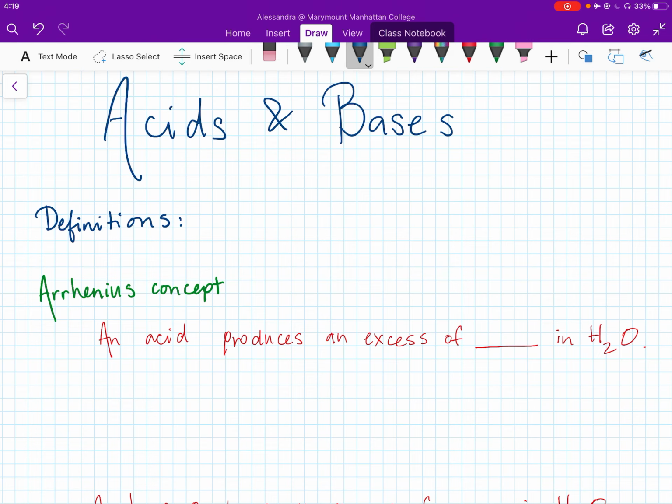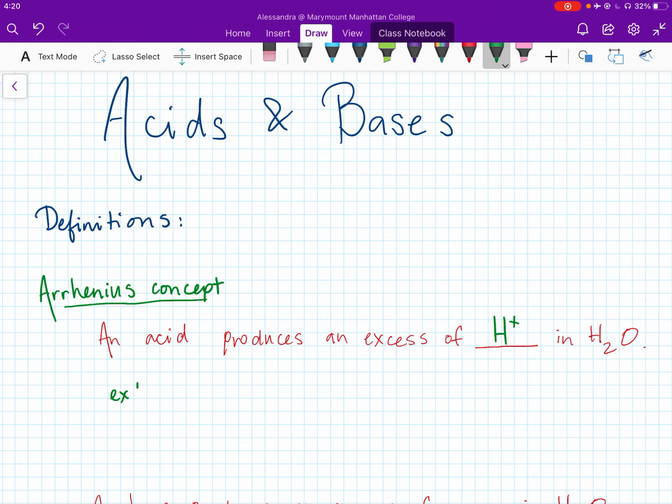The Arrhenius concept simply defines an acid as a species that produces an excess of protons in water. The hydrogen ion, H plus, is simply a proton. If you remember, the hydrogen atom consists of a proton and an electron. If we strip away the electron to make the cation, all we have left is a proton. So saying H plus and saying proton are synonymous terms. So an acid is a species that produces an excess of protons in water in the Arrhenius concept.